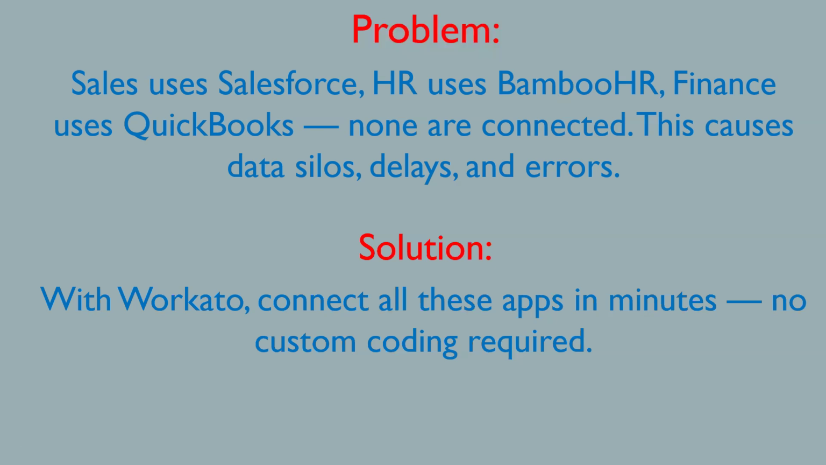So here, what is the problem? The sales team uses Salesforce, HR uses Bamboo. Let's say the sales team uploaded something. It will not reach the HR team. The HR team won't update anything. It will not come to the finance team. So there would be so much confusion earlier. To avoid all this, Workato came into the picture.